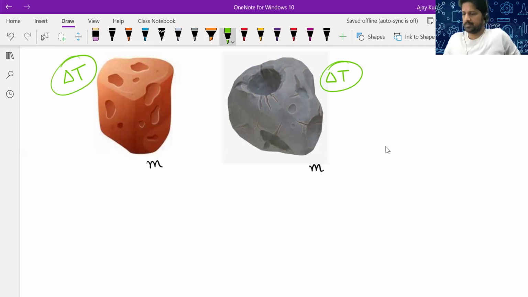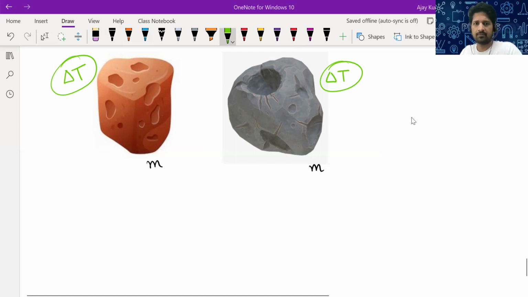Pawan, what do you think? Different. Okay. Sohan is also saying different. Can you justify your answer, any one of you? Unmute and tell. Why do you think they will need different amounts of heat? Because the nature of the molecules in both of them are different.